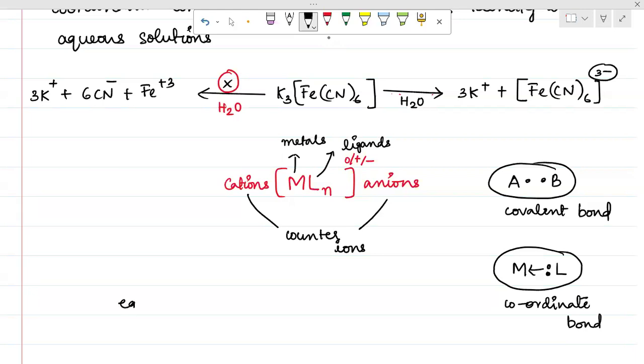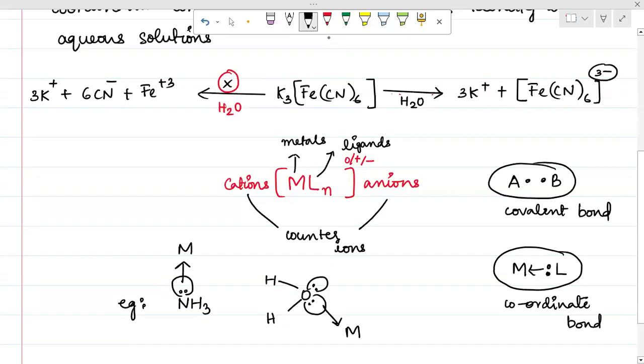What are the examples? NH3. N has got a lone pair of electrons. This lone pair of electrons can be given to some metal to form a coordinate bond. Correct? It makes sense, right? So let's say H2O. Here there are two lone pairs of electrons, and these lone pairs can be given to some metal to form a coordinate bond. So I hope you understand what is meant by a ligand. A ligand is someone who is capable of forming a coordinate bond. So if they have to form a coordinate bond, they have to give a lone pair of electrons.